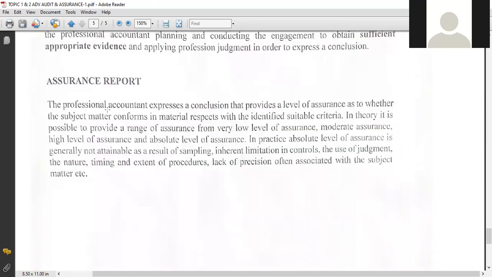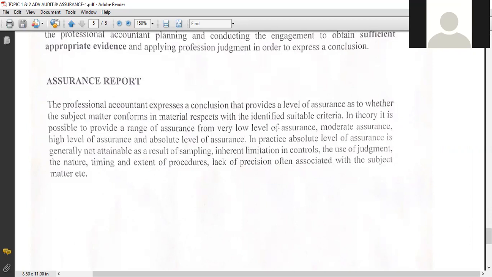Now, audit or assurance report. The professional accountant expresses a conclusion that provides a level of assurance as to whether the subject matter conforms in material respects with the identified suitable criteria. In theory, it is possible to provide a range of assurance from very low level of assurance, moderate assurance, high level of assurance, and absolute assurance. But in practice, absolute level of assurance is generally not attainable.